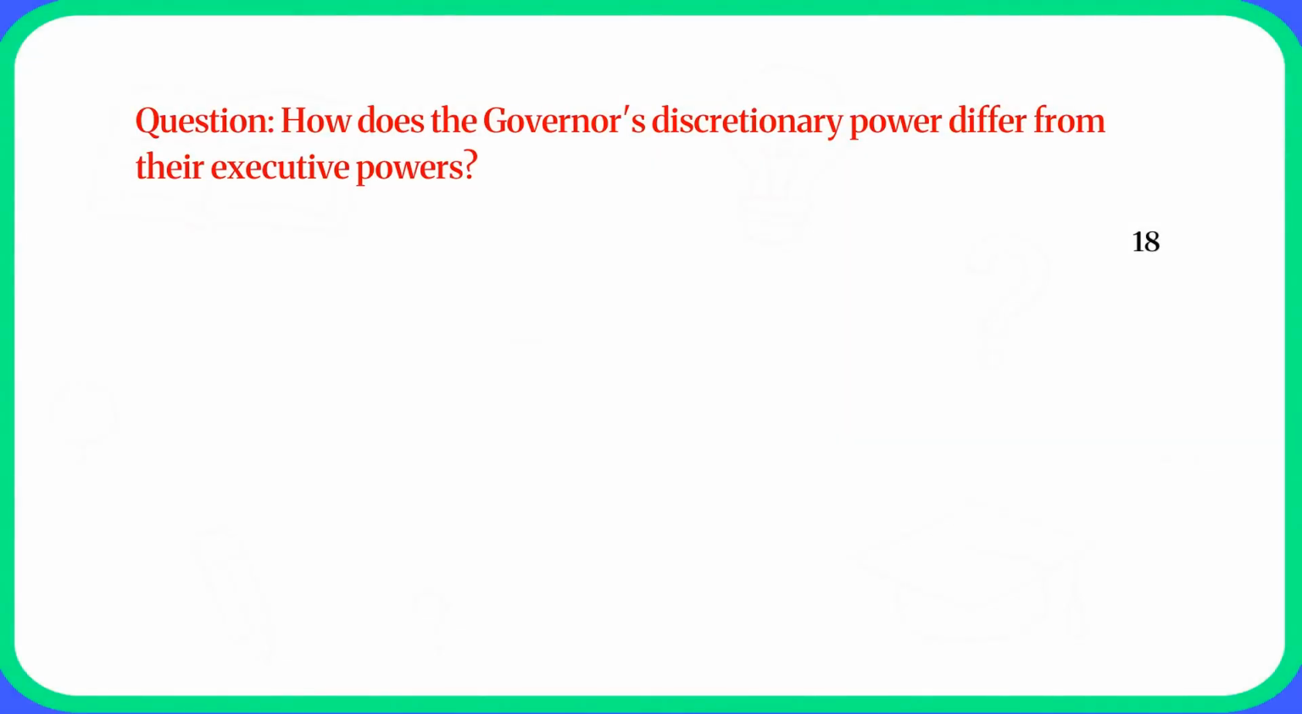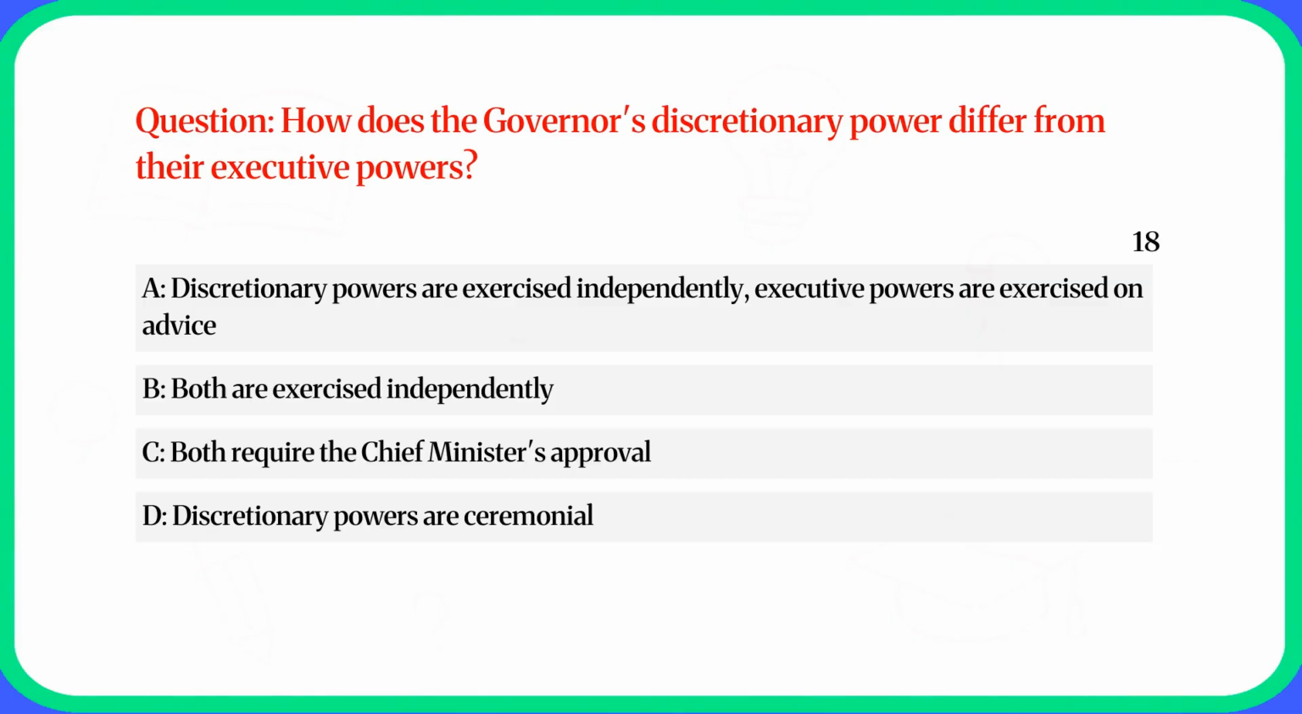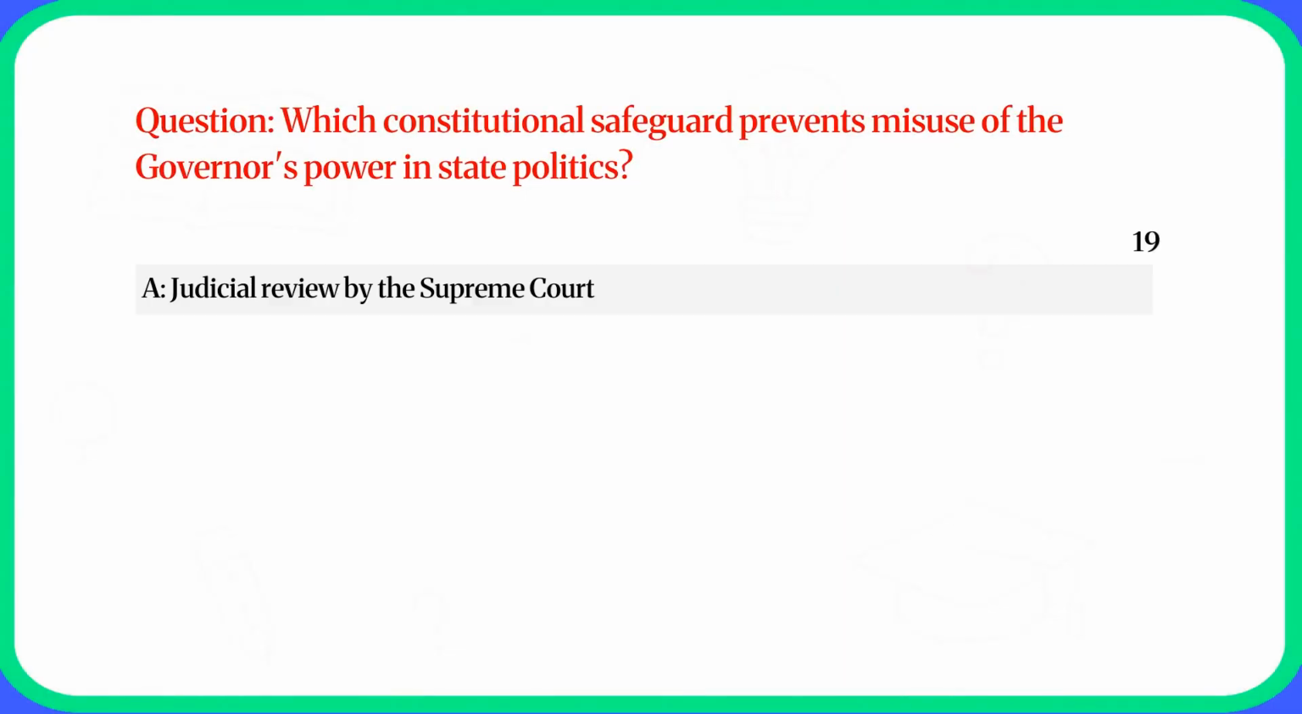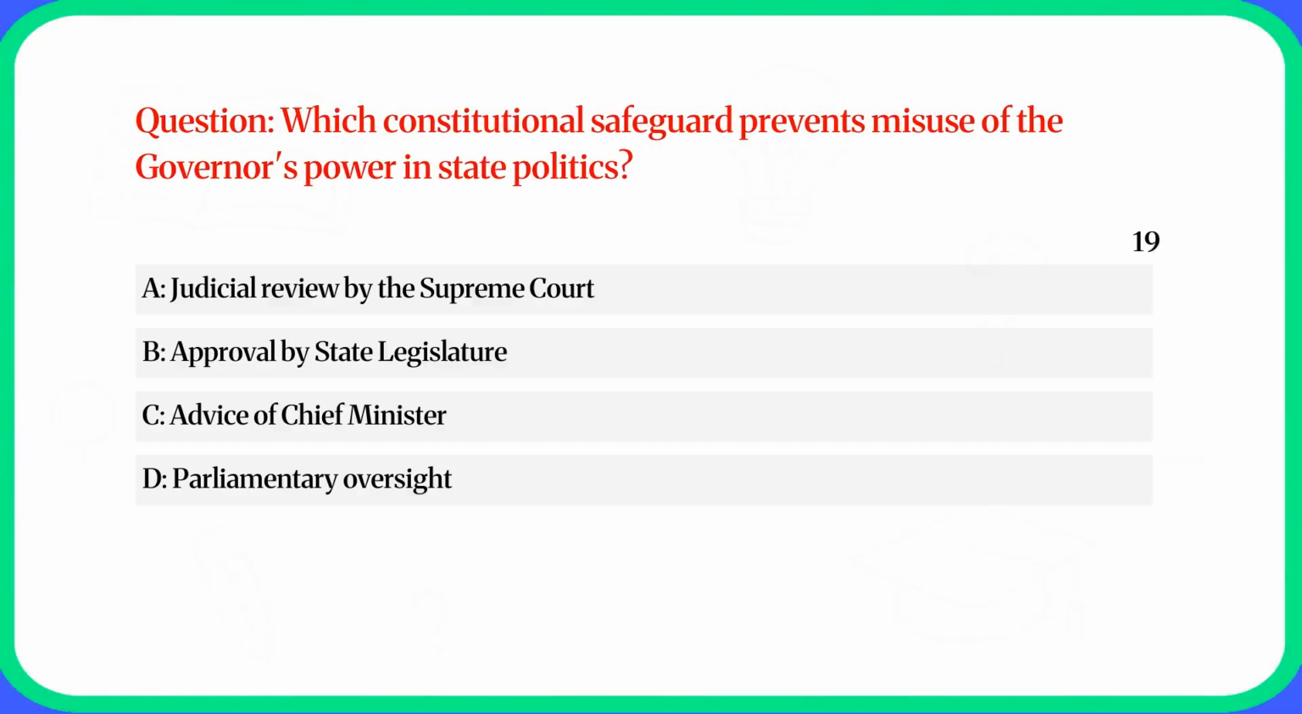Question. How does the governor's discretionary power differ from their executive powers? Answer A. Discretionary powers are exercised independently, executive powers are exercised on advice. Question. Which constitutional safeguard prevents misuse of the governor's power in state politics? Answer A. Judicial review by the Supreme Court.